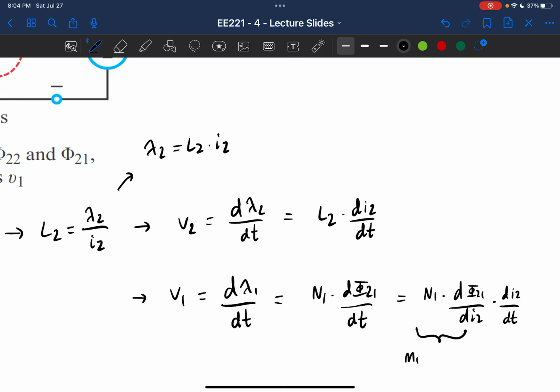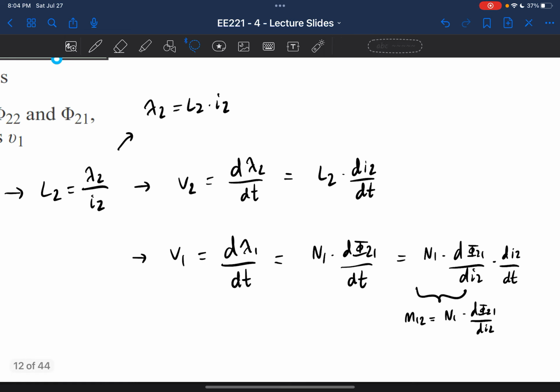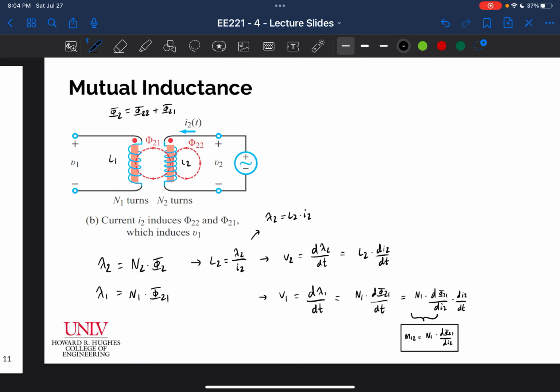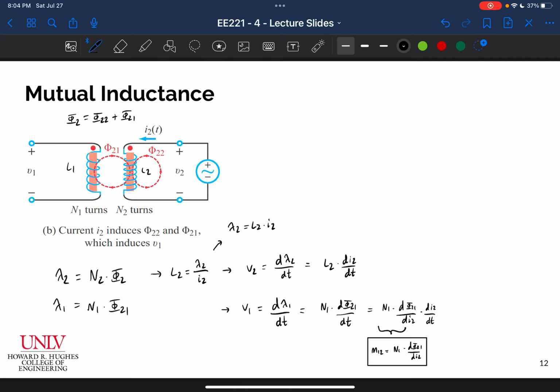The mutual inductance of coil 1 due to the current I2 is going to be equal to M1 or N1 times dφ2,1/di2. And I think that this stuff's going to make a lot more sense once we start doing example problems. Right now, I'm just deriving the mutual inductance. And so you see that the mutual inductance here is derived by just carrying out this analysis of the flux linkage between the two coils, looking at the flux lines.